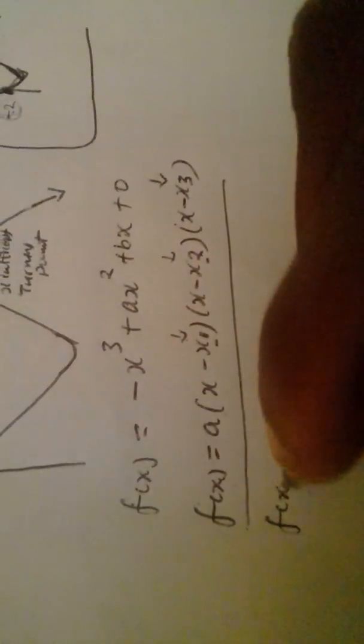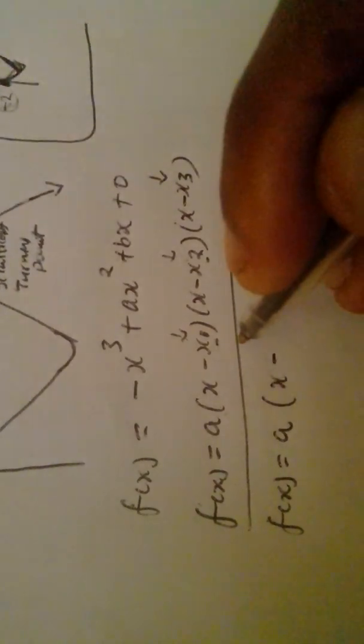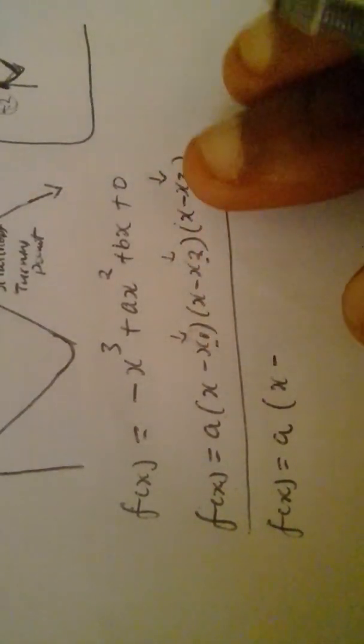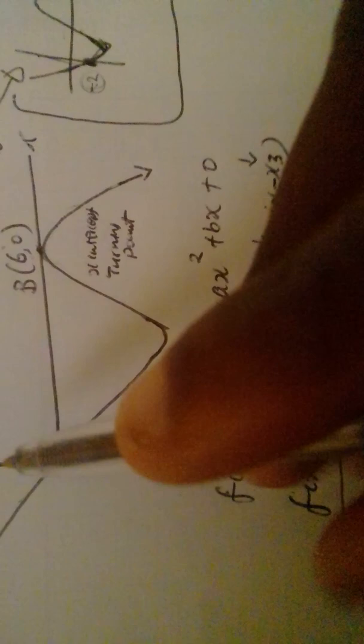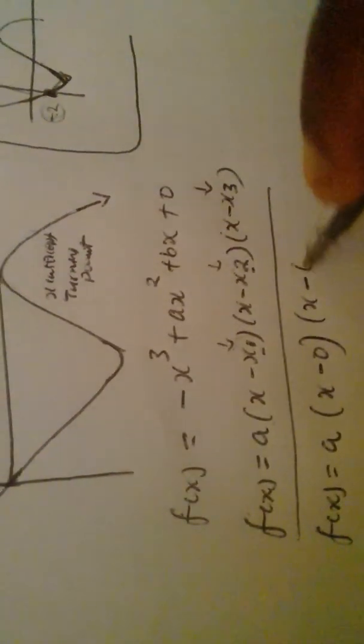Let's say f of x equals a times x minus x1. What is the first x-intercept? It's 0. So you put 0, x2. Remember, x1, x2, x3 are our intercepts. What is another intercept? It's 6. So you say x minus 6.